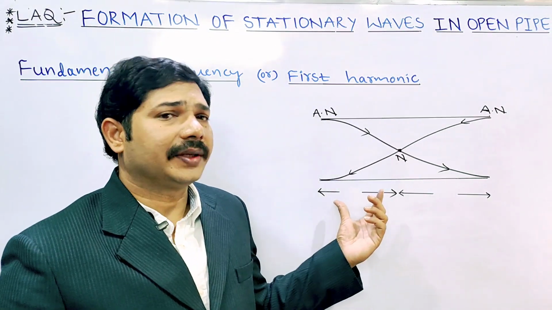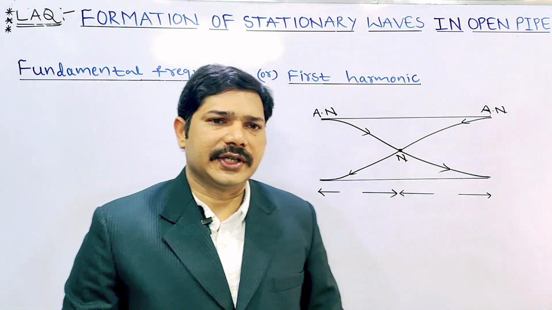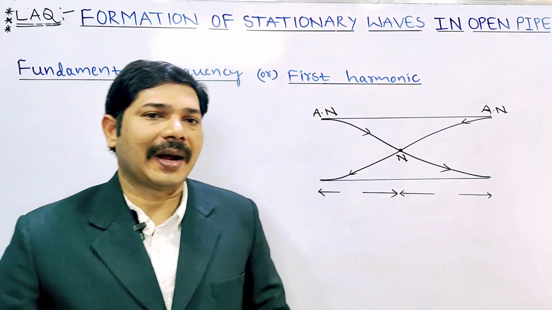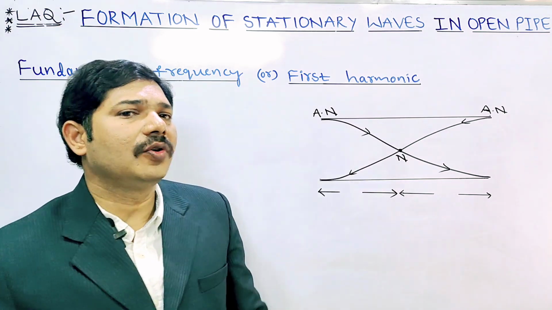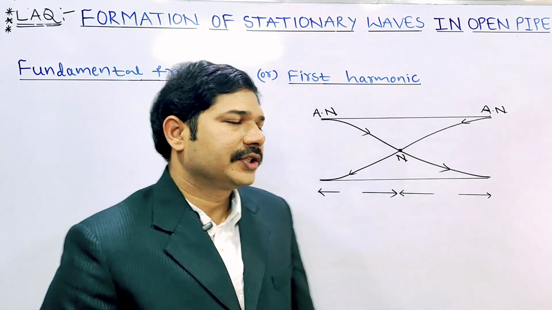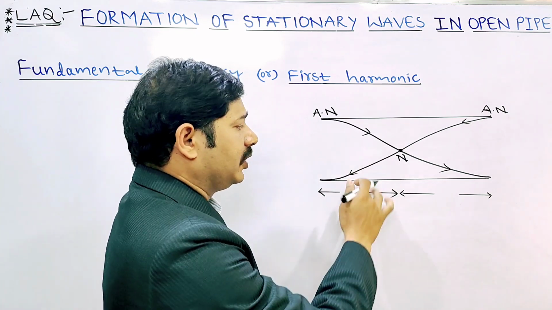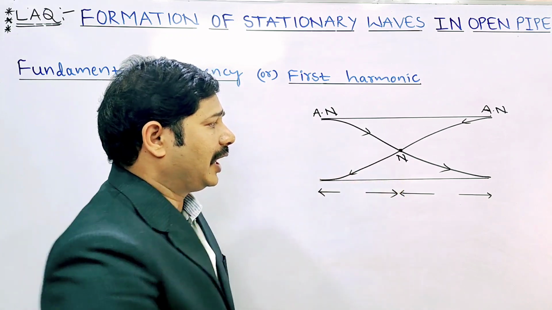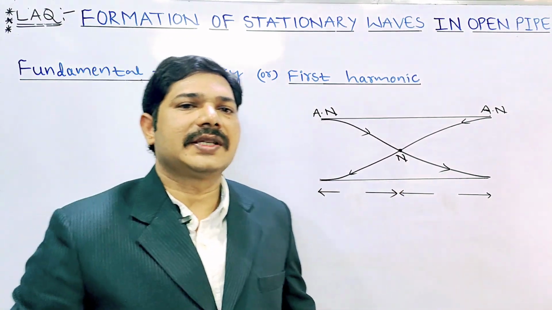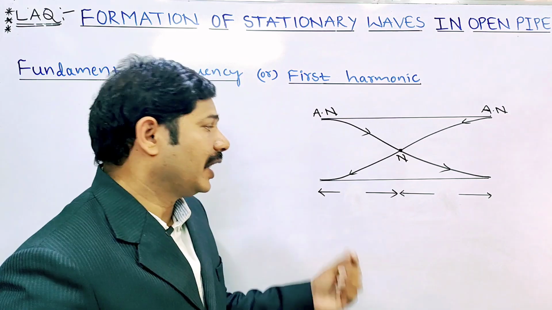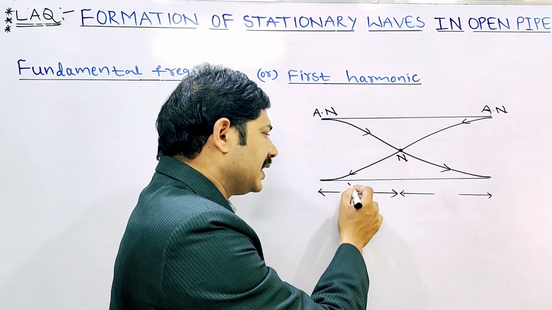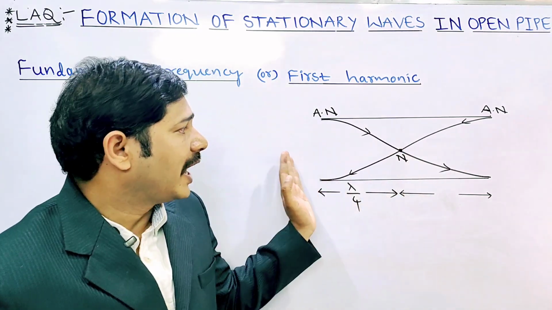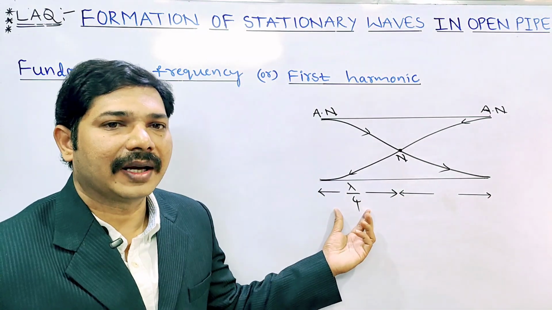Here we can observe. We know that in the last class, when a complete segment is there, the node to node distance we took as lambda by 2. Here only a half loop, a half segment is there. So how much can we take here? Total L equals what? A full segment means lambda by 2, but here only half of the segment is there, that is lambda by 4. Here also another half is there. Why? Because the antinode to node distance is lambda by 4.